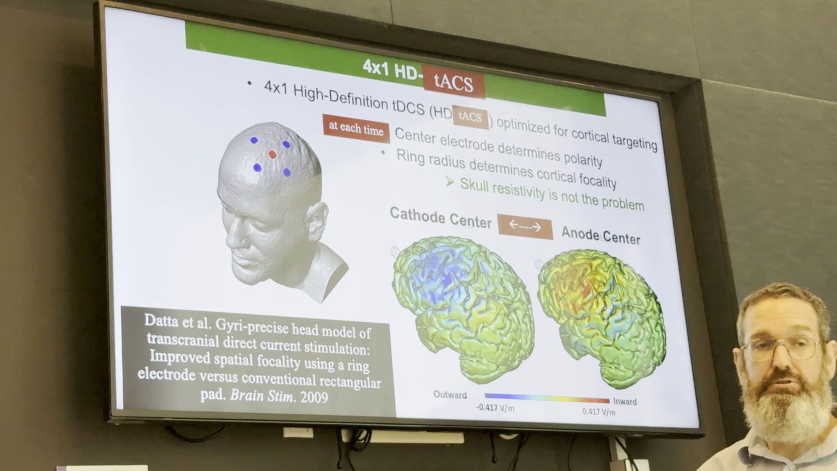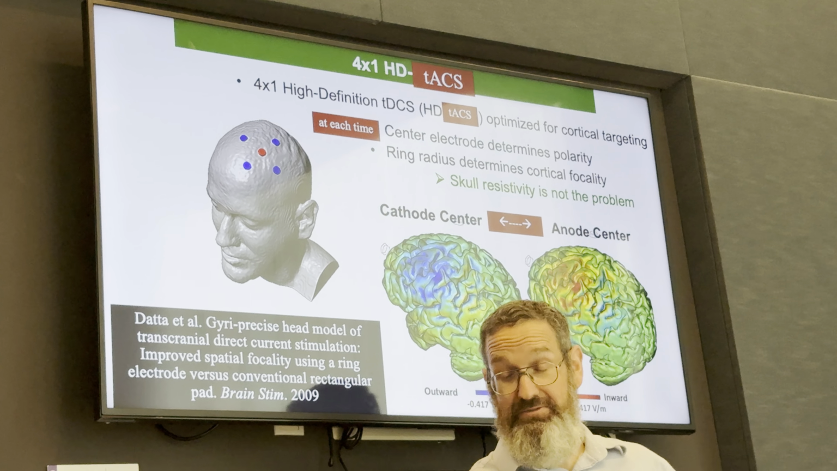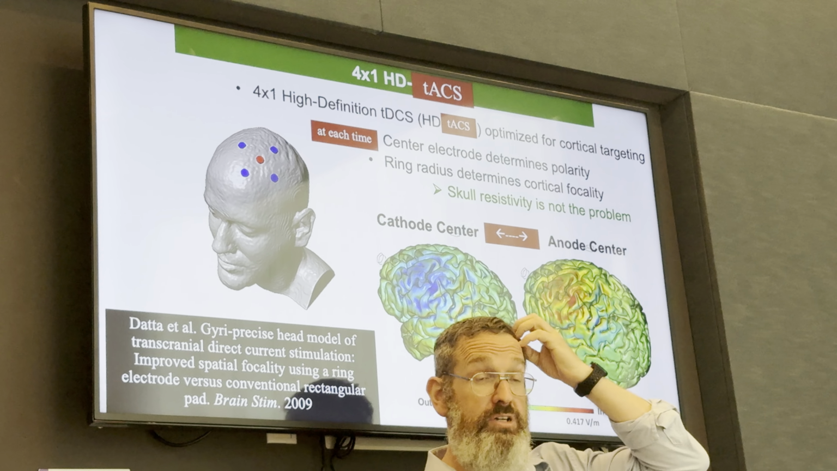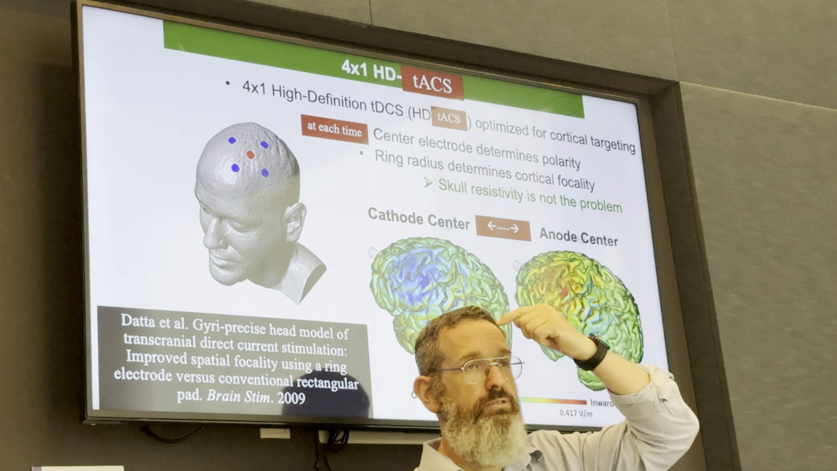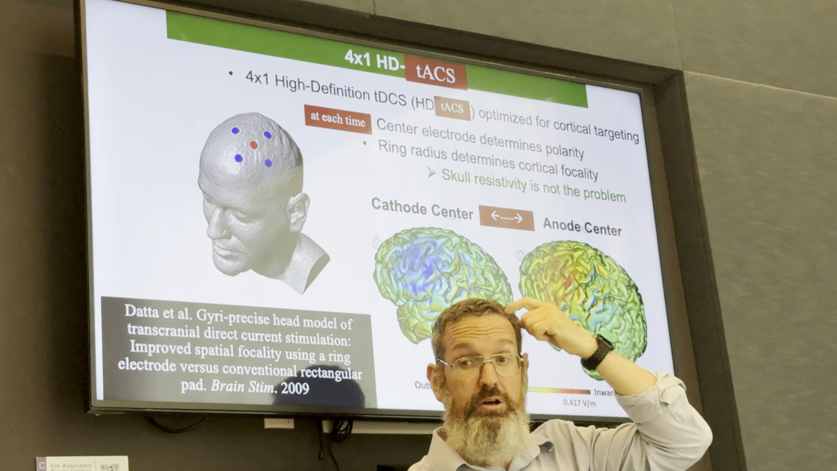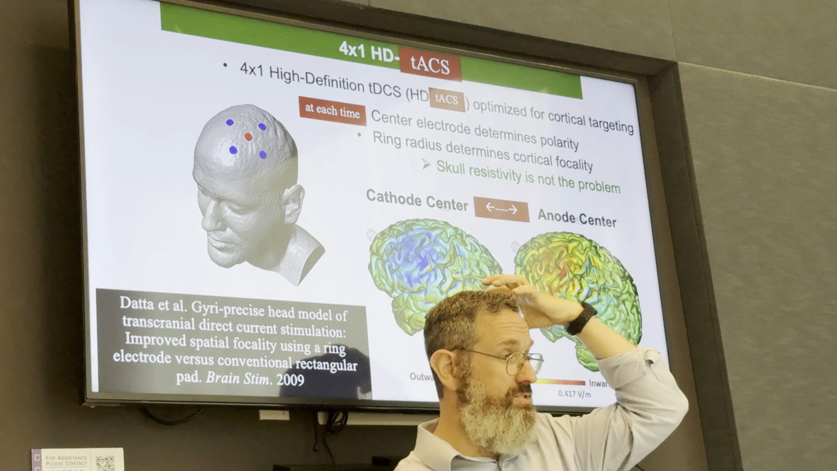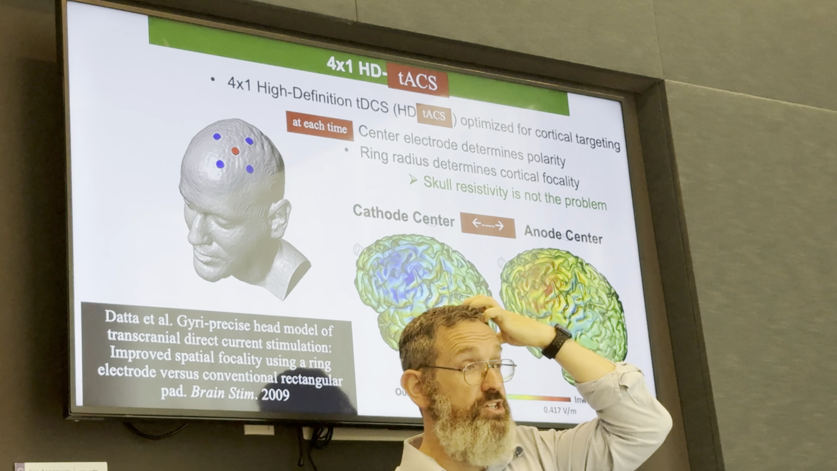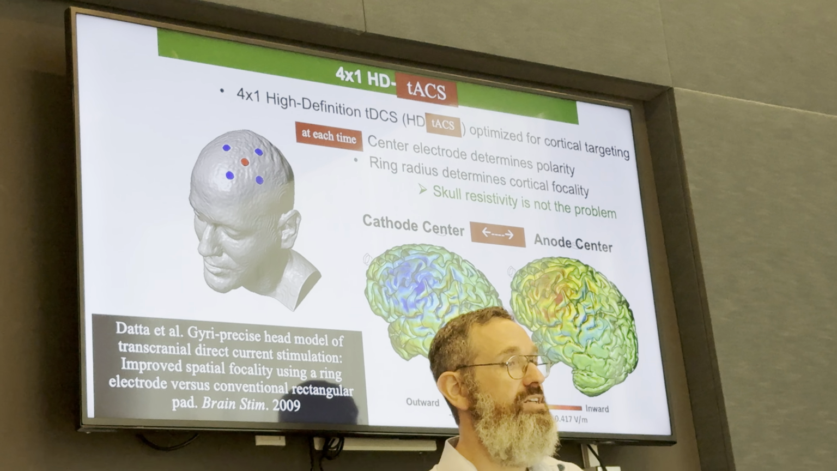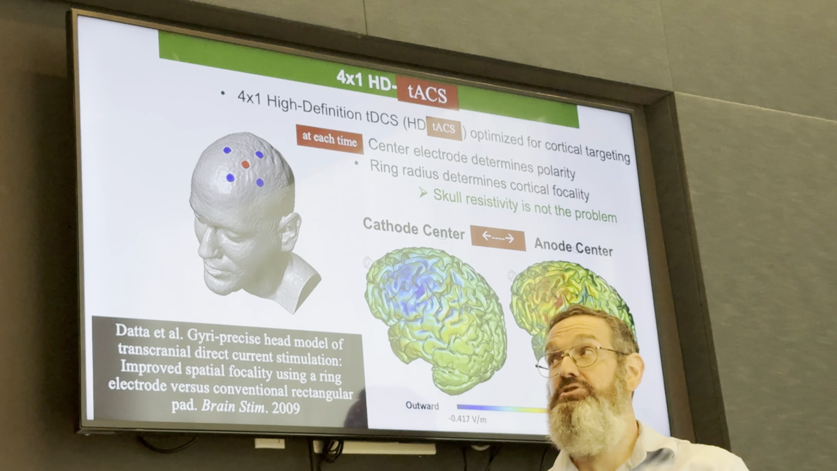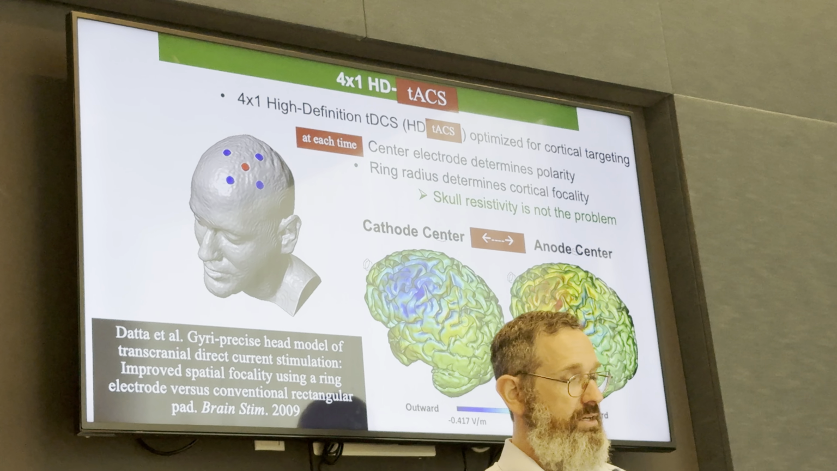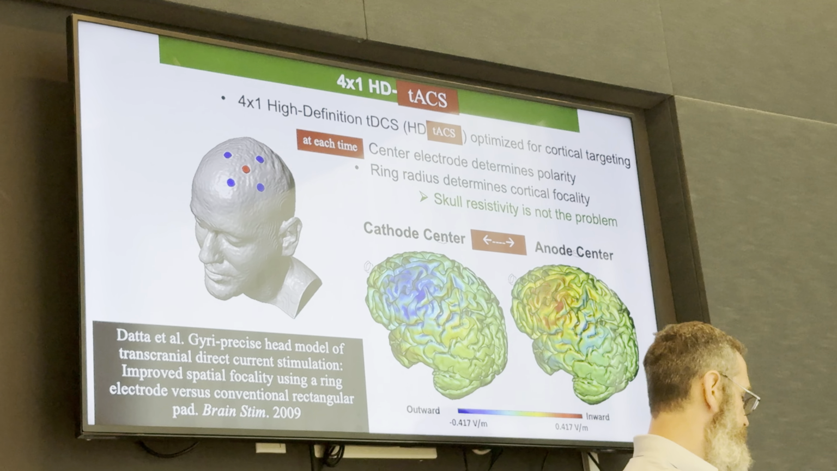And so if you look for papers using 4x1 high definition tACS, you'll see that these are papers which identified a part of the brain that they were interested in. They positioned the 4x1 over that part of the brain, right, with the middle electrode on top of that part of the brain, and the rings are sort of defining the region of influence. And then they drove those electrodes with AC stimulation at a particular frequency. So you could have regional targeting and frequency targeting. And there's some really elegant work using that.